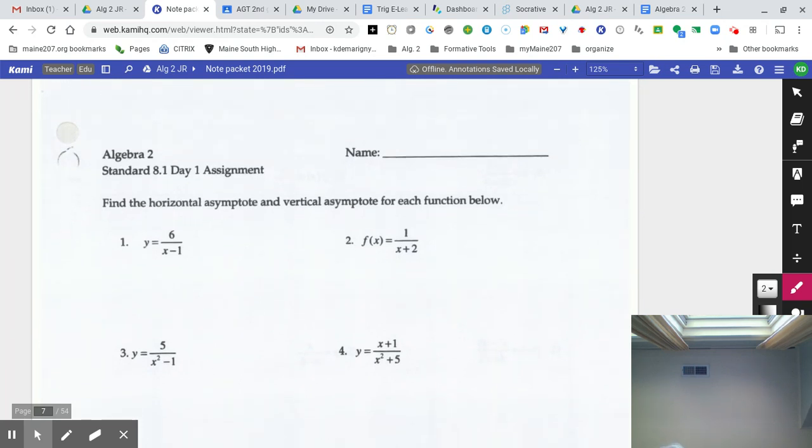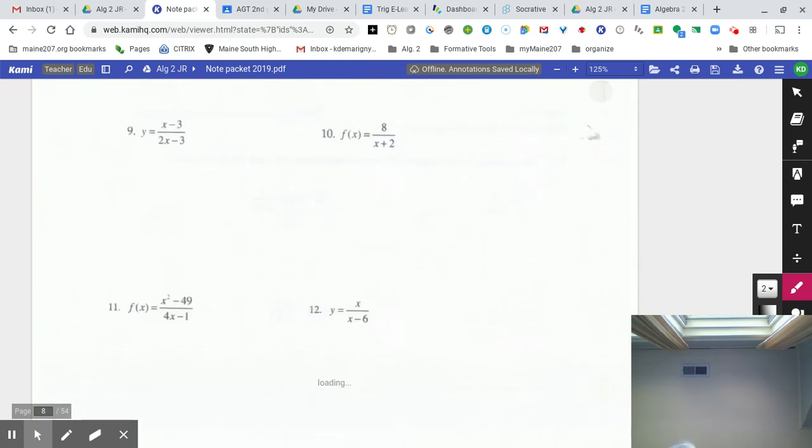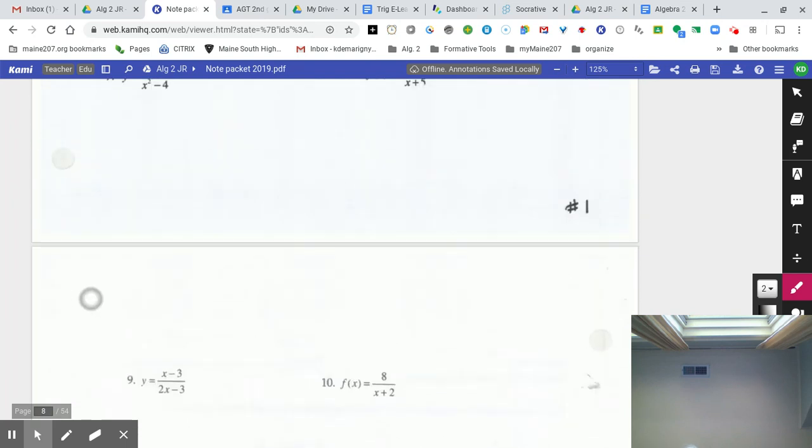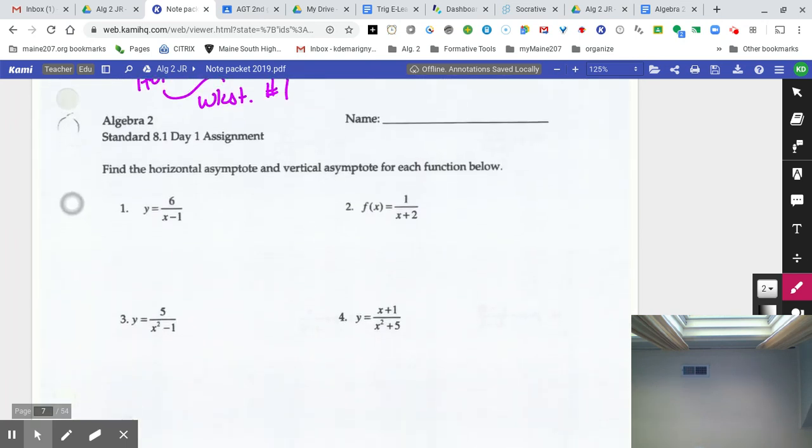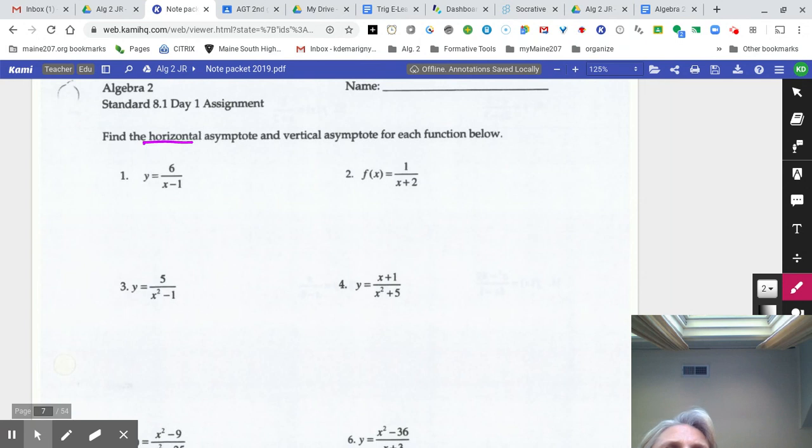This is going to be your homework. This is your Wednesday homework that is due on Monday. This is worksheet number 1. There are 12 questions on there, and the only thing I'm asking you to do is find the horizontal asymptote and the vertical asymptote for each of these below. In my fashion, I'll probably do at least a couple for you. Let's just do one today.